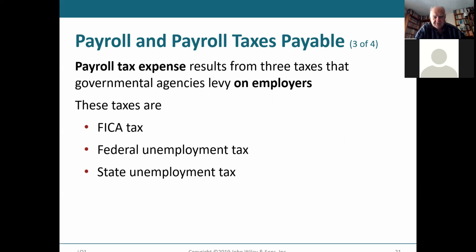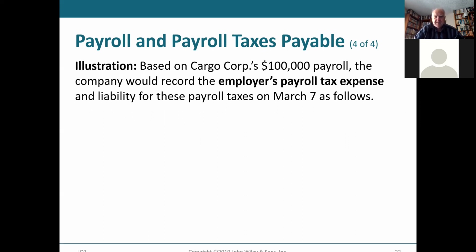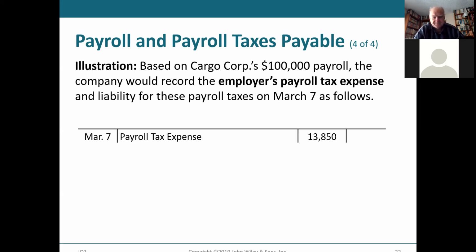3 kinds of payroll tax expense. Now they're talking payroll tax expense as opposed to a withholding. The employer, we're talking about now. The employer is responsible for 3 taxes: FICA, FUTA, and SUTA, federal unemployment tax and state unemployment tax. They're known as FUTA, SUTA. Based on Cargo's $100,000 payroll, the company would record the payroll tax expense for these payroll taxes as follows.